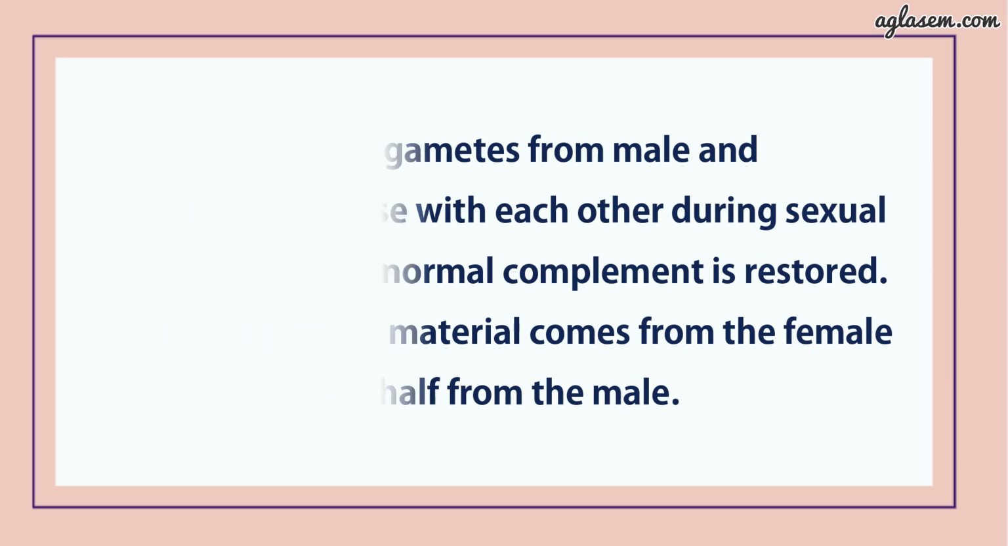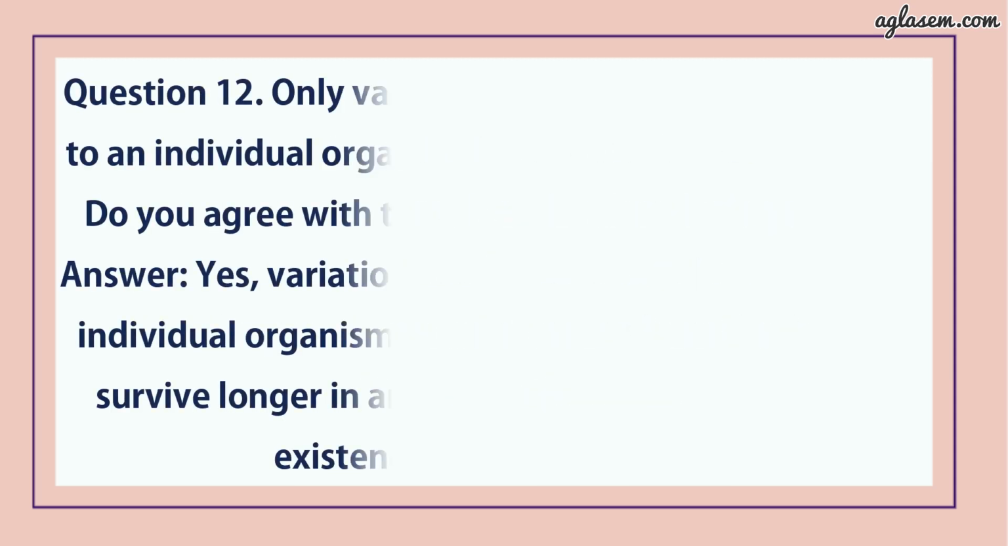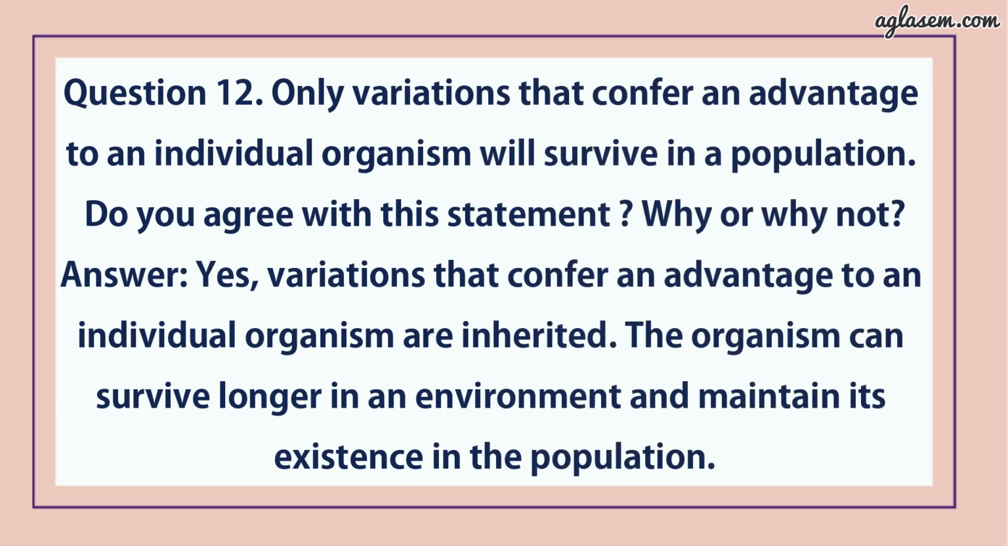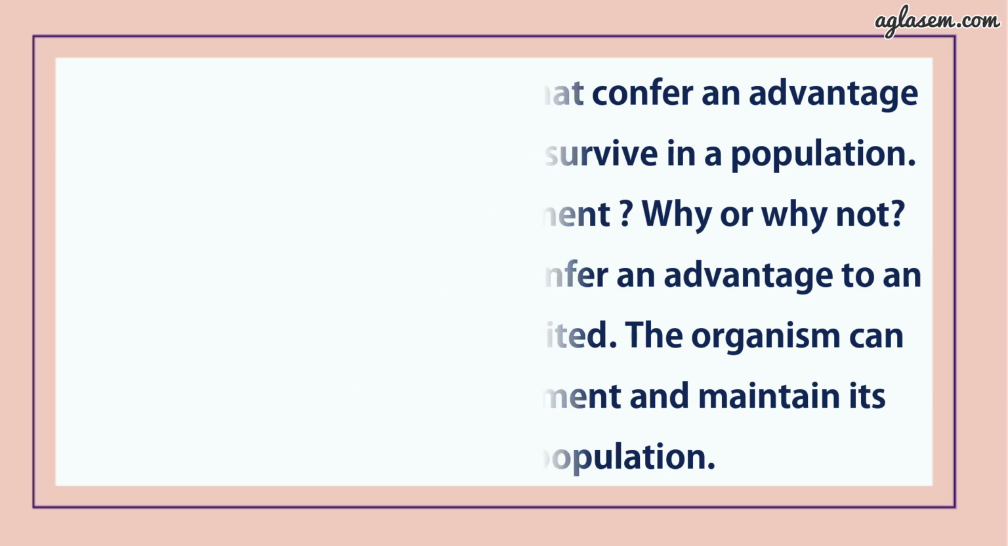Further, question number 12 says, only variations that confer an advantage to an individual organism will survive in a population. Do you agree with this statement? Why or why not? So the answer is, yes, variations that confer an advantage to an individual organism are inherited. The organism can survive longer in an environment and maintain its existence in the population.